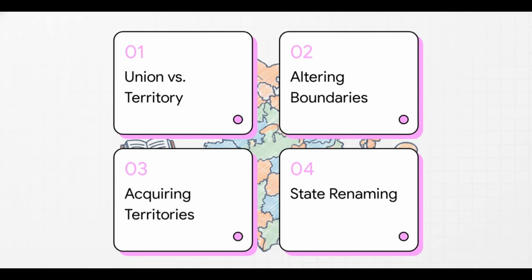Here is our quick roadmap for today's explainer. First, we'll decode the nuanced difference between the Union of India and the Territory of India. Second, we'll unpack Article 3 and how state boundaries are altered. Third, we'll look at acquiring foreign territories post-independence. And finally, we'll track the history of state renaming.